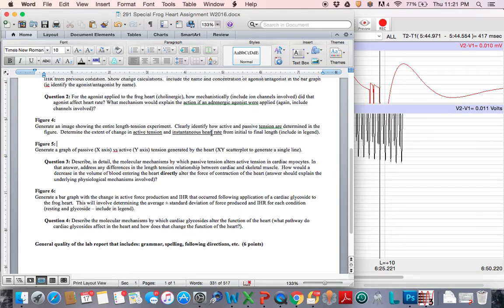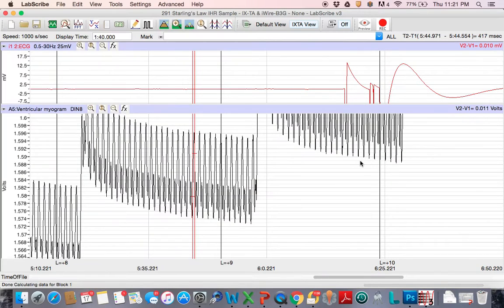And then also the instantaneous heart rate, which you can measure from peak to peak. So in this case, measuring the instantaneous heart rate at L plus 9, you place it from this major peak right here to this one right here, and that can give you T2 minus T1 at about 1.16 seconds or so. So that's what you'd see at L9.